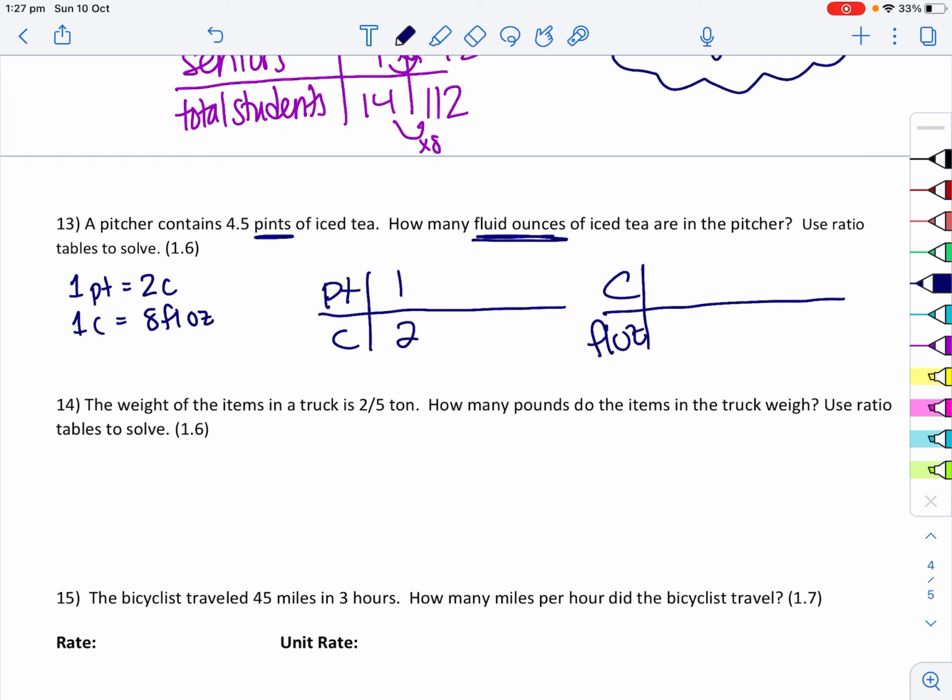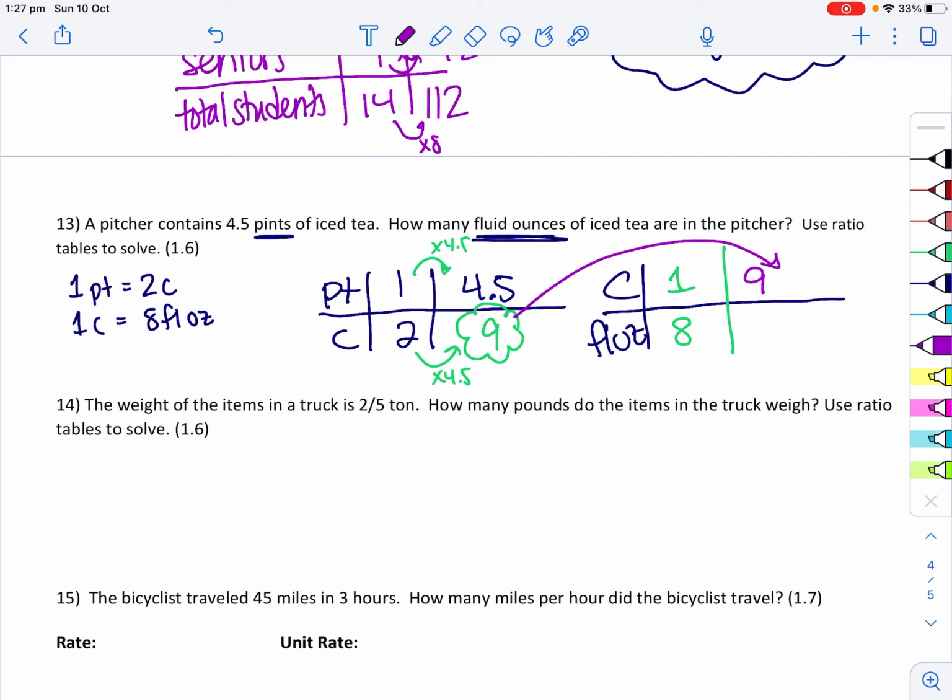So 1 pint is 2 cups, and I have 4.5 pints. So I'm going to multiply by 4.5. 2 times 4.5 is 9. Then I've got 8 fluid ounces in 1 cup. And I'm going to bring my 9 over. So times 9 is going to be 72 fluid ounces.